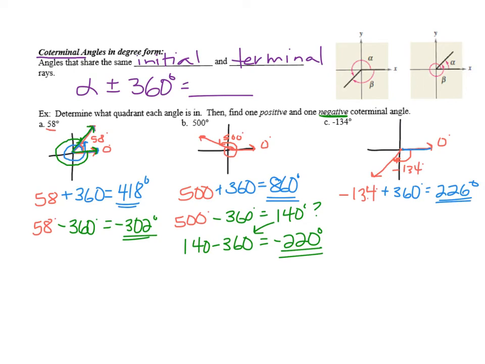And that would be if we took our initial ray. 226 is greater than 180, so that makes sense. It would go all the way down into quadrant 3. And if we get a big negative angle, that would happen by subtracting 360 for a total of negative 494 degrees. And that means it would start on that initial side and now go clockwise all the way around, one full revolution, and then all the way over to negative 494. Those are your coterminal angles.